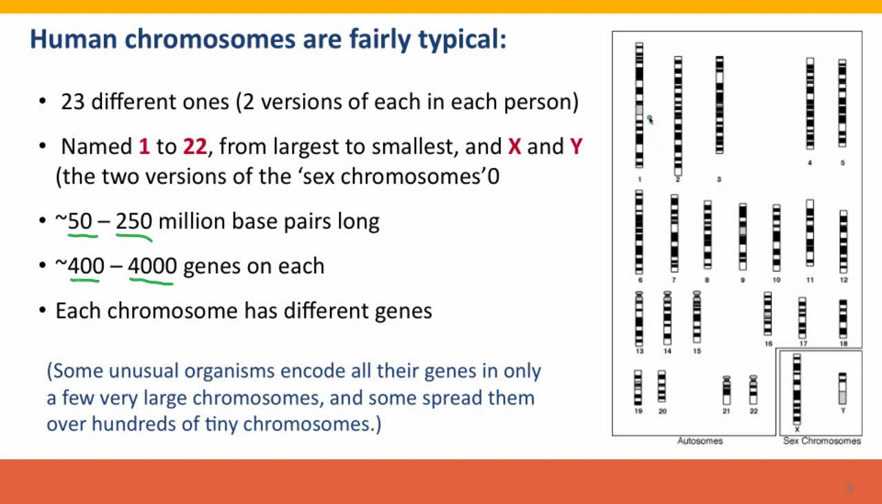Now, not all organisms have modest numbers, between, say, 5 and 50 or so chromosomes. There are some organisms that have all their genes spread over only a very few chromosomes. Some organisms will have their genes spread out over hundreds of tiny chromosomes. Now, these organisms generally have similar amounts of DNA to us. It's just that they've spread their DNA out in more pieces.